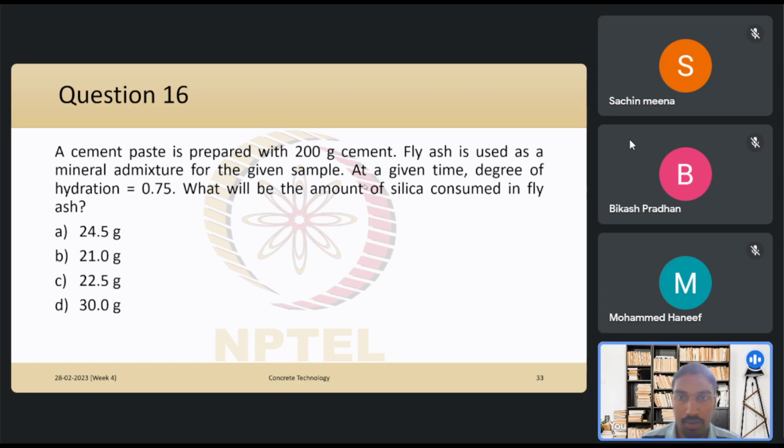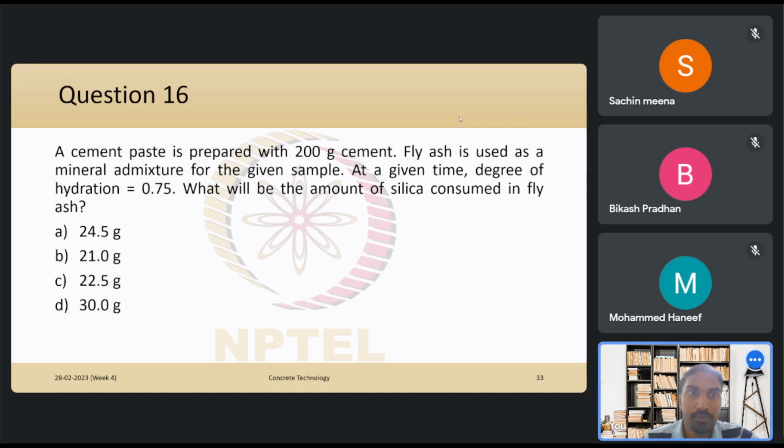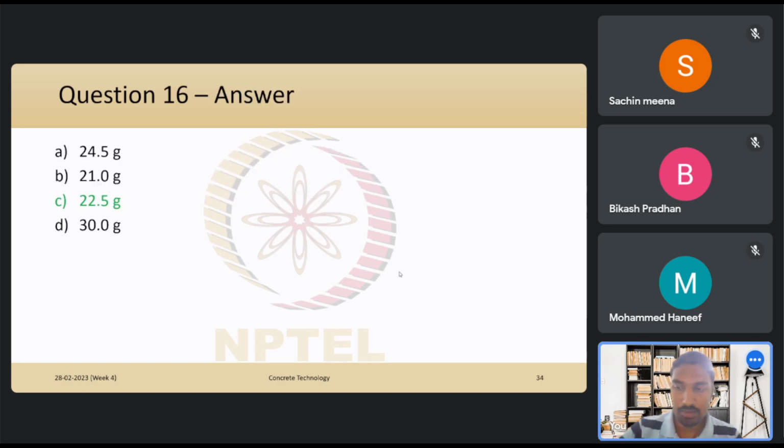Two votes for option C, 22.5 grams. Okay, maybe one more minute for other answers. Okay, so I'll take a look at the answer now. The right option is C, 22.5 grams. Let us see how we will get that.